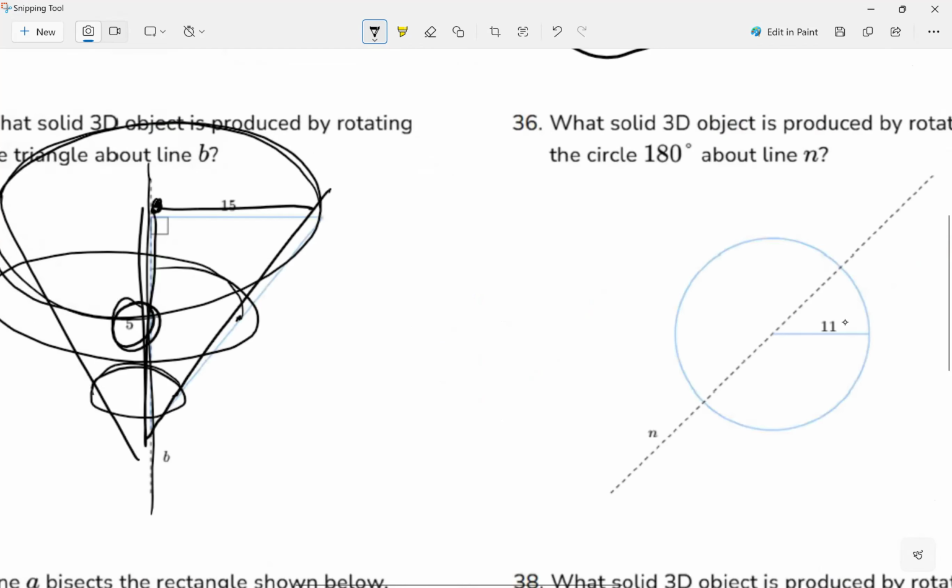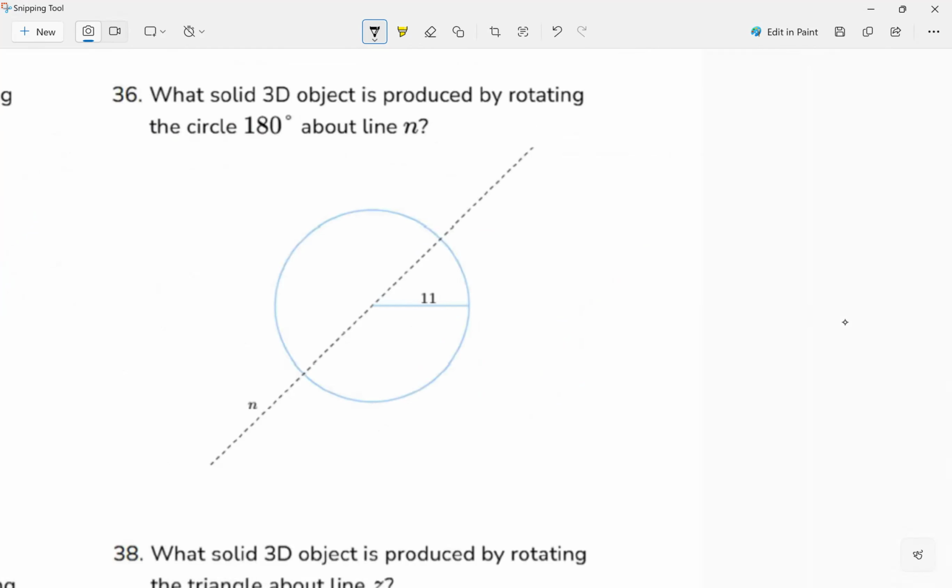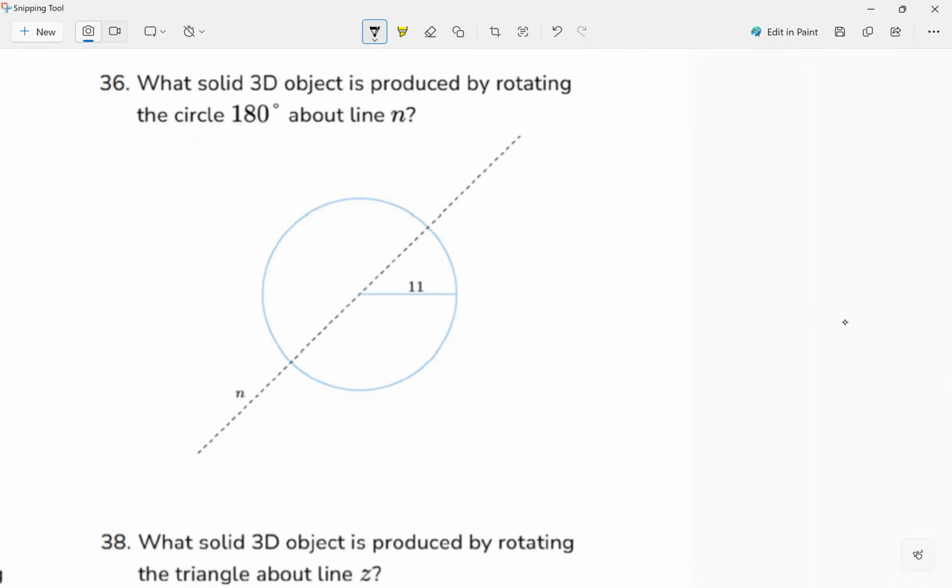Now let's imagine looking at number 36. What solid in 3D is produced by rotating the circle 180 degrees about line N? So I'm going to rotate everything on line N. So let's say I have this point and it goes something like this. And then I have this other point. And then I'm starting to imagine, okay, what does this shape look like?